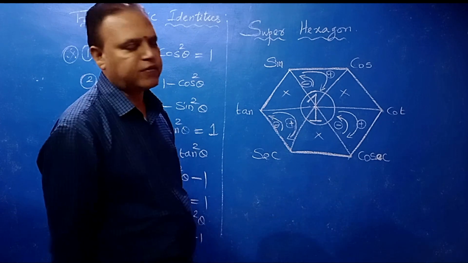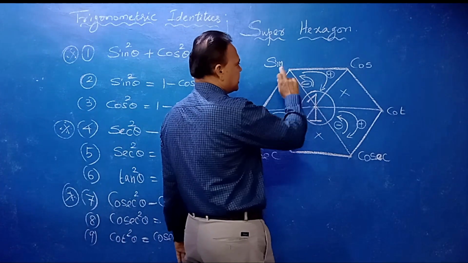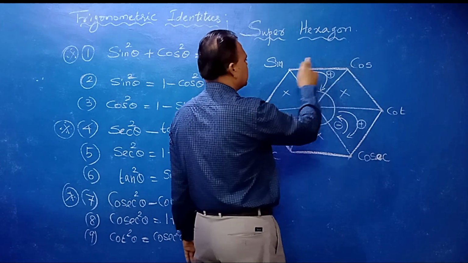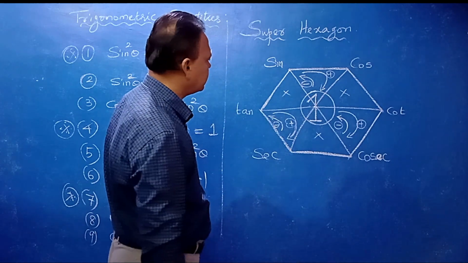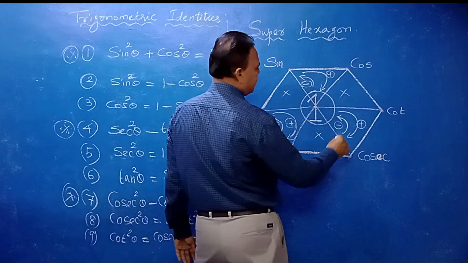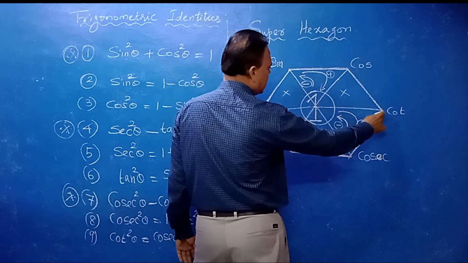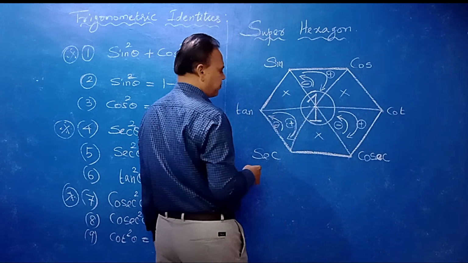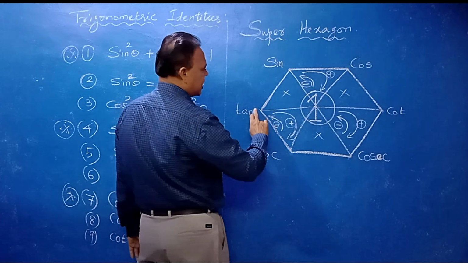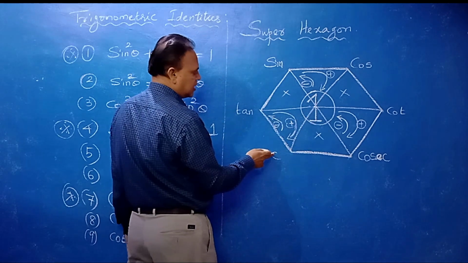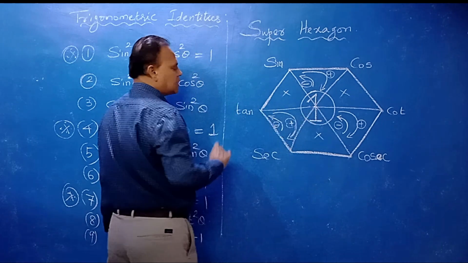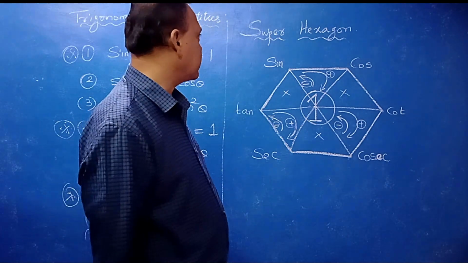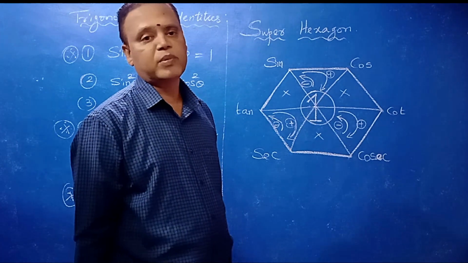Again I will tell: sin square theta plus cos square theta is 1 clockwise, and anti-clockwise, 1 minus cos square theta is sin square theta. The same way here, 1 plus cot square theta is cosecant square theta, and cosecant square theta minus cot square theta is 1. Now here, tan square theta plus 1 is secant square theta, and secant square theta minus 1 is tan square theta. So a very fantastic idea, that is super. Easily you can remember the identities.